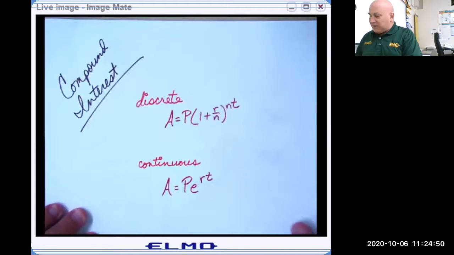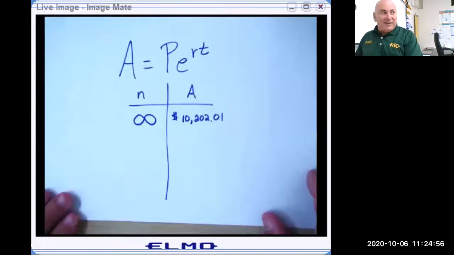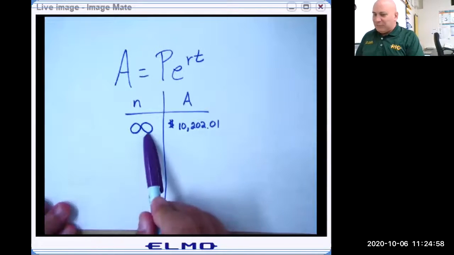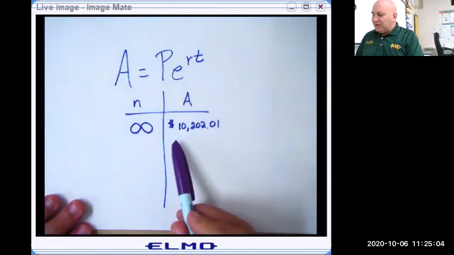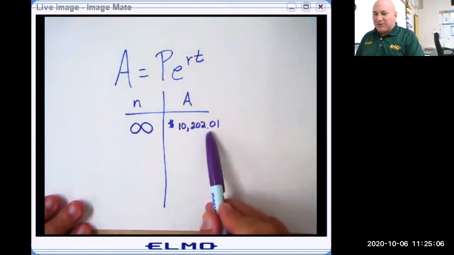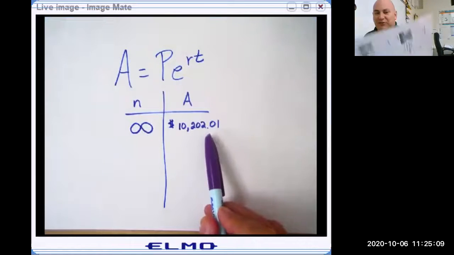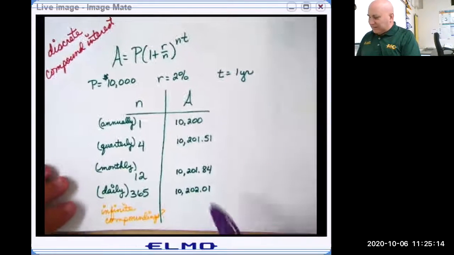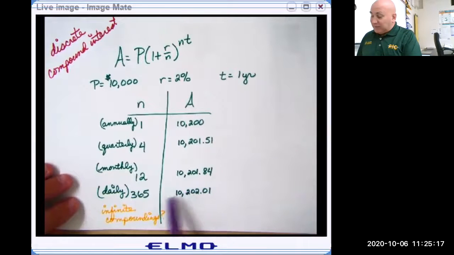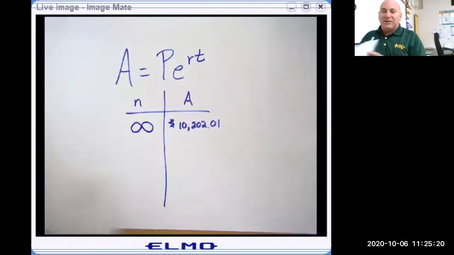And of course, the answer is no, because I already gave you the formula. A equals PE to the RT, so that's the PERT formula. And that means that if you got interest an infinite number of times, continuous compounding, this would be the maximum amount of interest you would receive on $10,000 at 2% interest per year. You'll notice it ends up being, to the nearest cent, the same as if you got compounded daily.